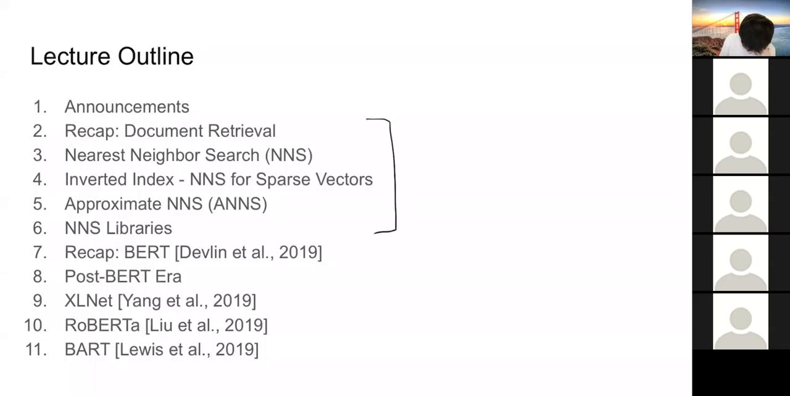This will be about nearest neighbor search. And then we'll move towards large language models, especially after BERT. We're going to go through each paper and see what has been proposed that is different from BERT, so that we know how the research has progressed since BERT in chronological order.